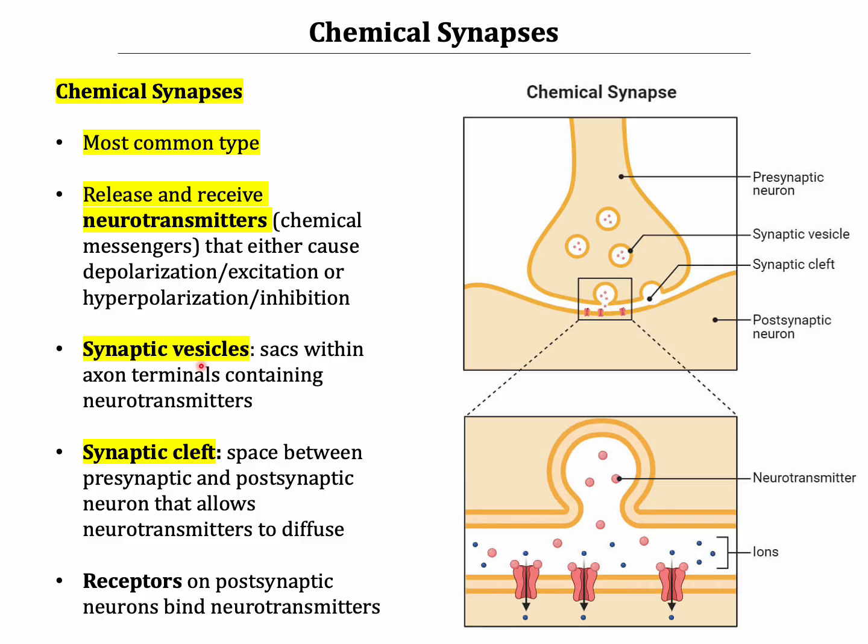When we think of the components of a chemical synapse, I hope you're already comfortable with this terminology, but the synaptic vesicles are just the sacs containing neurotransmitter. So they're stored in the vesicle and then triggered to be released when an action potential spreads down a presynaptic neuron. The cleft just refers to the space in between the pre and the post. That's where the neurotransmitter diffuses. The post will have receptors for the neurotransmitter to bind.